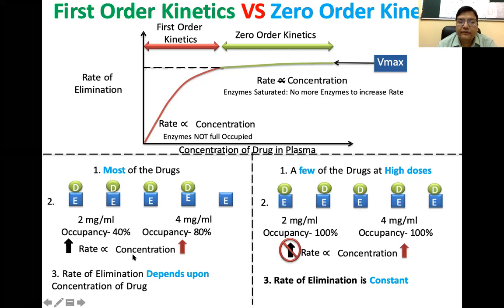What we see is, with the increasing concentration, the rate of elimination increases because we have free enzymes for metabolizing these drugs. But once the enzymes are saturated, the increase of the concentration does not increase the rate of elimination. And rate of elimination in first order kinetics depends upon the concentration of the drug, while rate of elimination in zero order kinetics is constant.